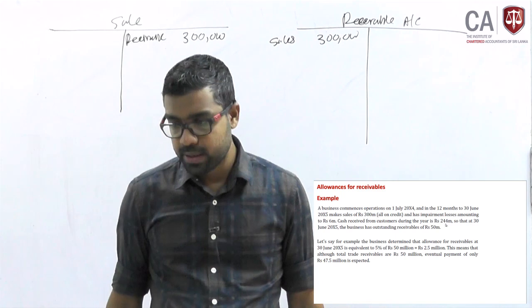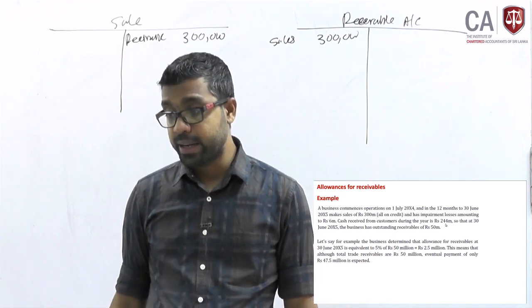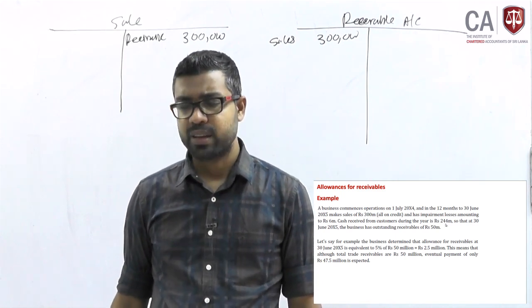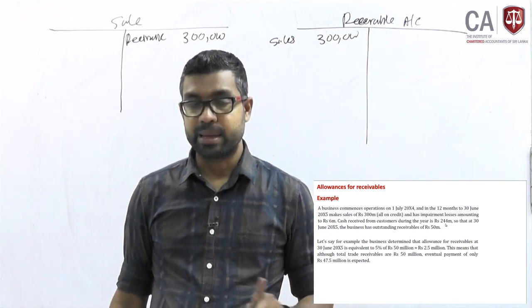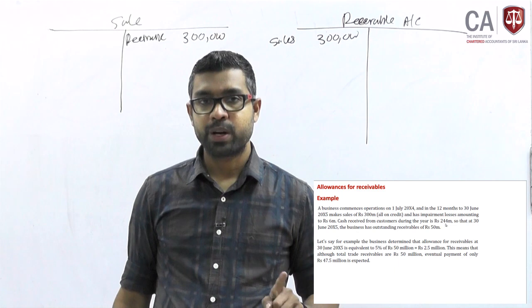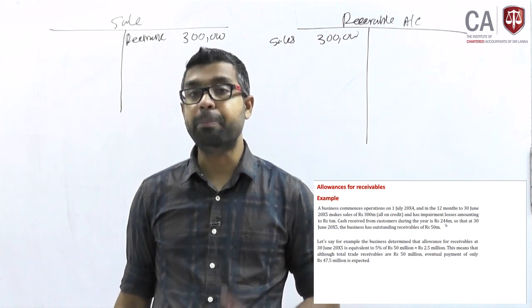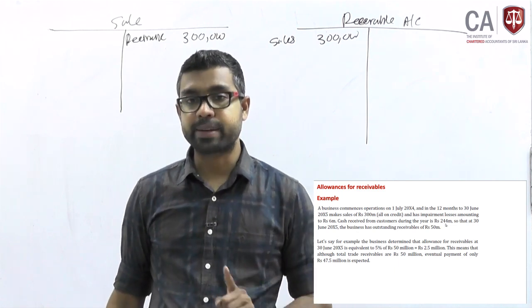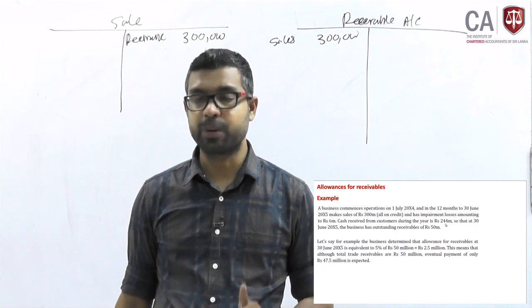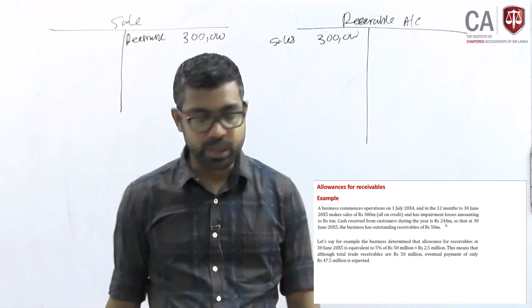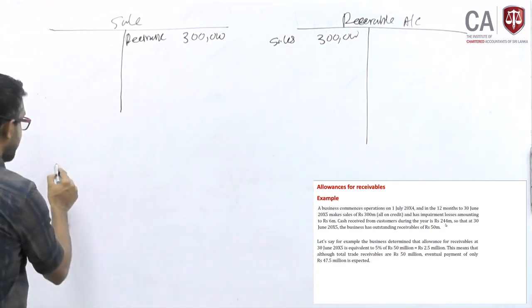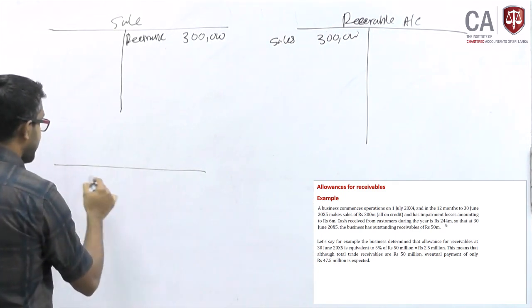And there's a 6 million impairment loss. Is it allowance for receivable? No, impairment. Impairment means not expected to be paid. That's the definition of impairment. What is the double entry? Credit receivable, debit impairment account. So then open the impairment account.